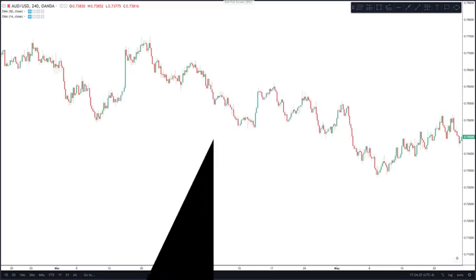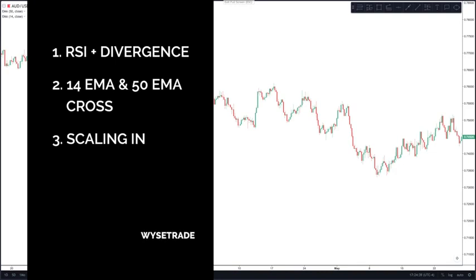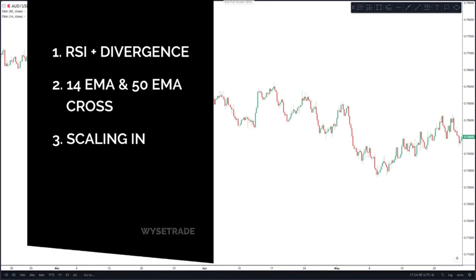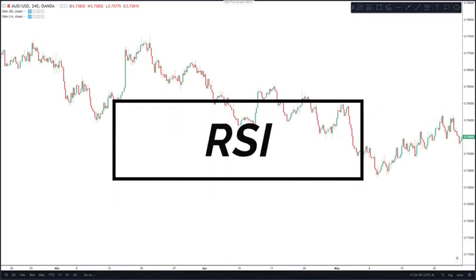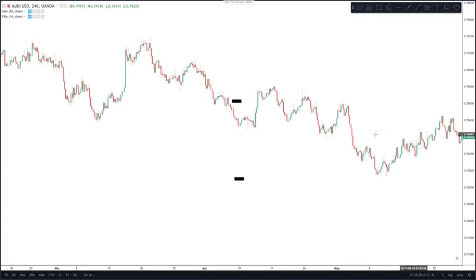In this video, we will be going through the concept of RSI in combination with divergence, the 14 EMA and the 50 EMA cross, and the concept of scaling in. We don't like to start traders with indicators because that causes bad habits. But now that you have made it through the material, we start bending some of the rules. Again, we don't use any of these indicators on their own, but we combine them with price action concepts we have already established. First, on your charts, add in the Relative Strength Index, or the RSI for short.